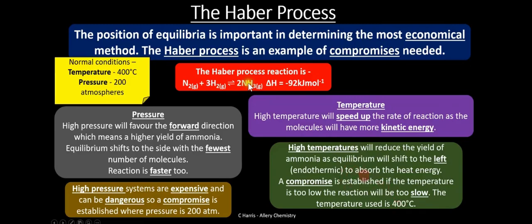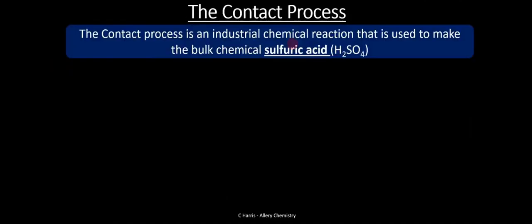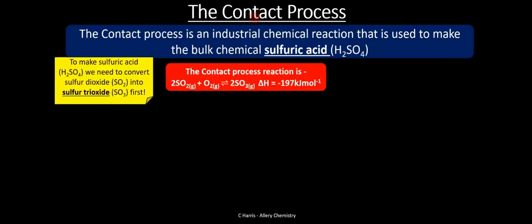So just remember these things and understand why we have to settle for these compromises. Why do we have to settle for these figures in terms of pressure and temperature? You have to understand the background in terms of Le Chatelier's principle. So let's proceed to talk about another process, the contact process, which you can look at yourself, where the most economical method is settled for as well, but you have to understand the background.